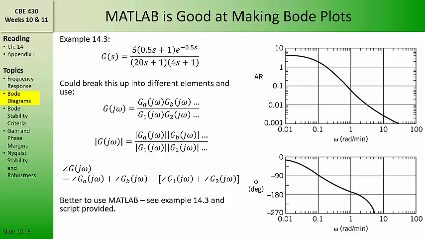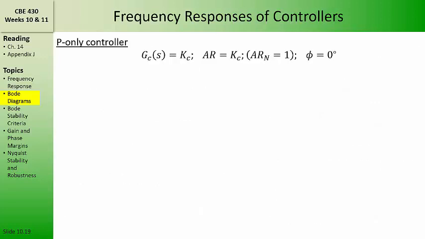Now, since we can reconstruct the frequency response for more complicated transfer functions, one thing we should do is take a look at the behavior of feedback controllers. A proportional only controller is simply a gain. So the amplitude ratio will be a constant, the gain of the transfer function. And the normalized amplitude ratio will always be 1.